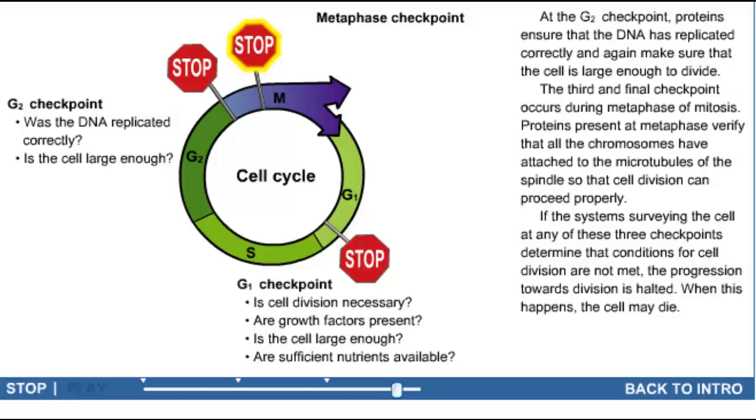Proteins present at metaphase verify that all the chromosomes have attached to the microtubules of the spindle so that cell division can proceed properly. If the systems surveying the cell at any of these 3 checkpoints determine that conditions for cell division are not met, the progression towards division is halted. When this happens, the cell may die.